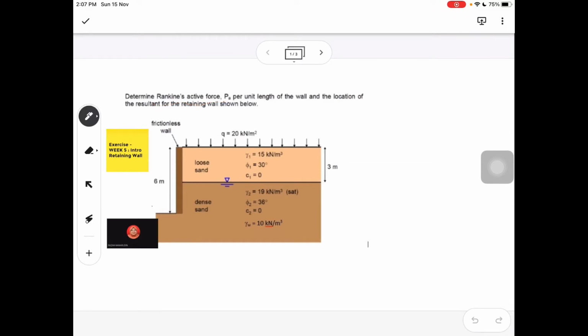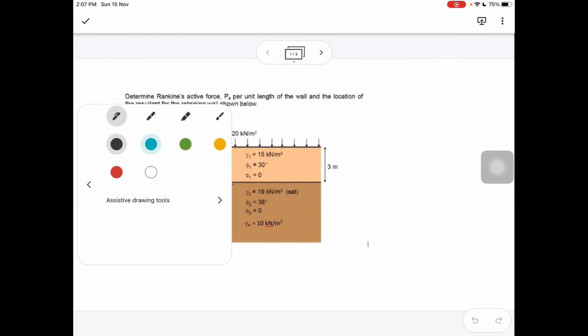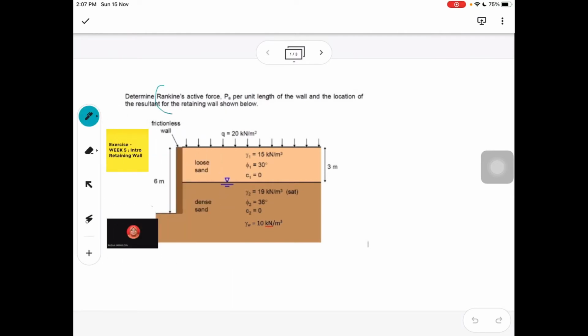If it is Rankine active force, it means that for Rankine the wall is smooth, so no consideration on friction. No friction between the wall and soil here. It's assumed there's no friction between the wall and soil. It's for Rankine's theory. So Rankine's theory, the wall is smooth.